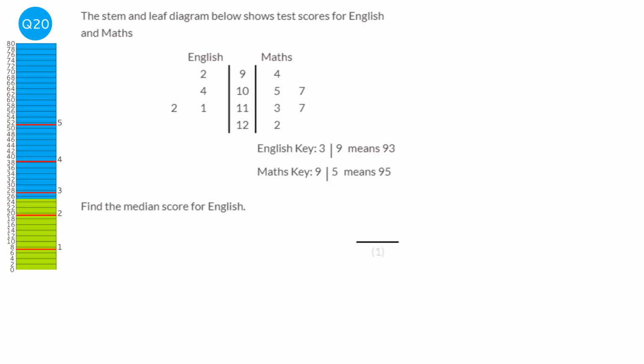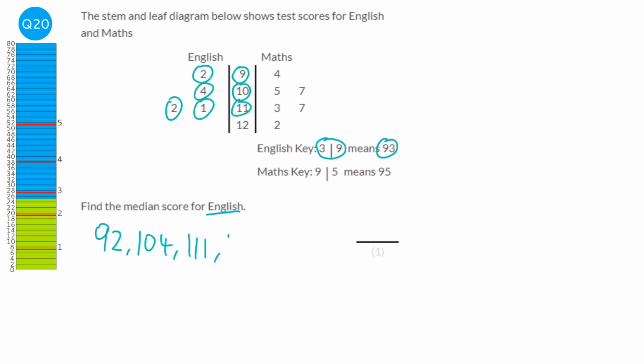With a stem and leaf diagram, the numbers in the middle often represent tens. They could be units. So we look at the key first of all, and we see that 3 line 9 means 93. So the numbers in the middle are going to represent 10. So this is a 90. Now we're looking for English, so this will be 92. So our first number will be 92. Then this will be 10 tens and a 4, so it would be 104. 11 tens and 1, so 111, and then 11 tens and 2.